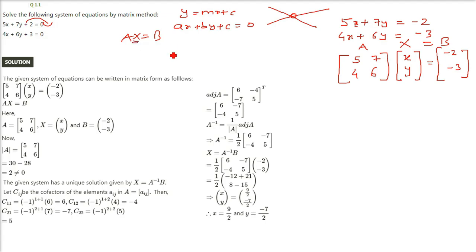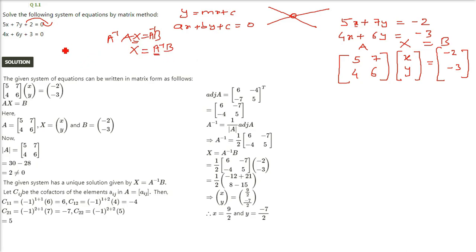Now in order to find out X, what do you get? We will multiply both sides by A inverse. So A inverse A is I. On the right hand side it will be A inverse B. So X will be equal to A inverse B. This is the whole, you can say, the summary of solution.